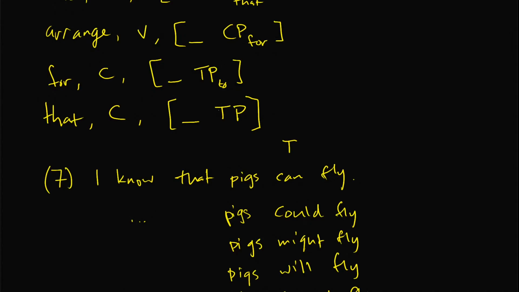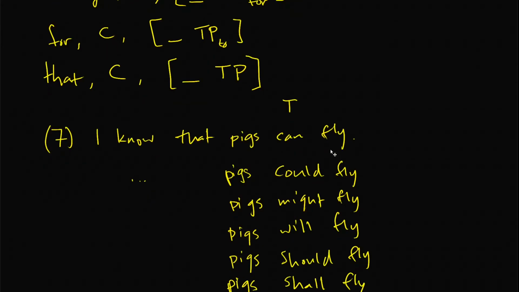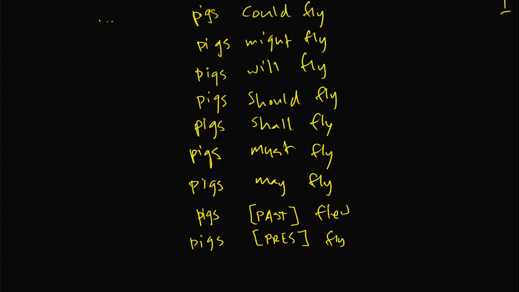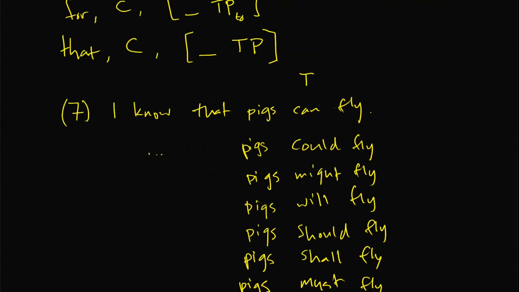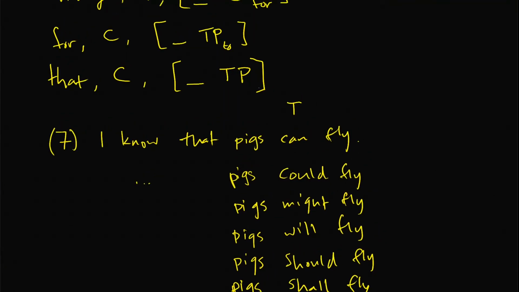But we added "to" to our list of T's, and it doesn't seem like "to" is a T that'll work with the complementizer "that". I know that pigs to fly is not very good. So it'd be nice if we had some way that we could encode this into the lexical entry for "that". It's a little bit tricky.